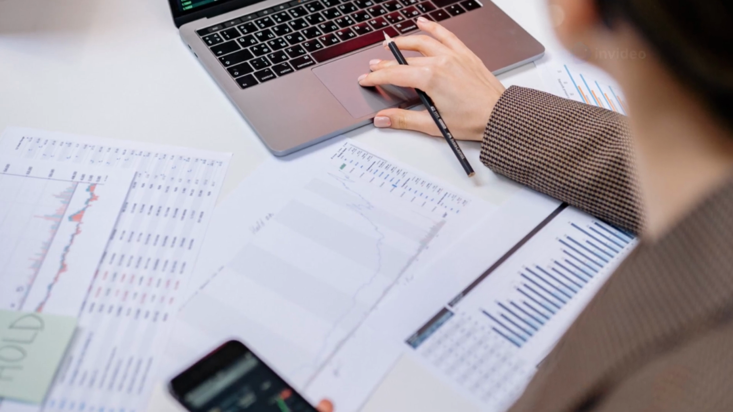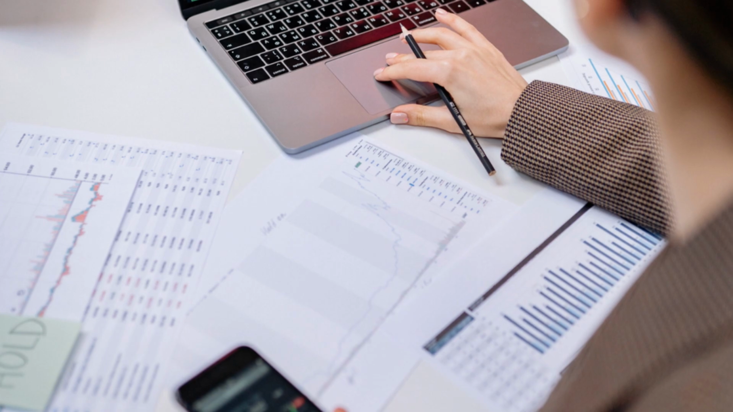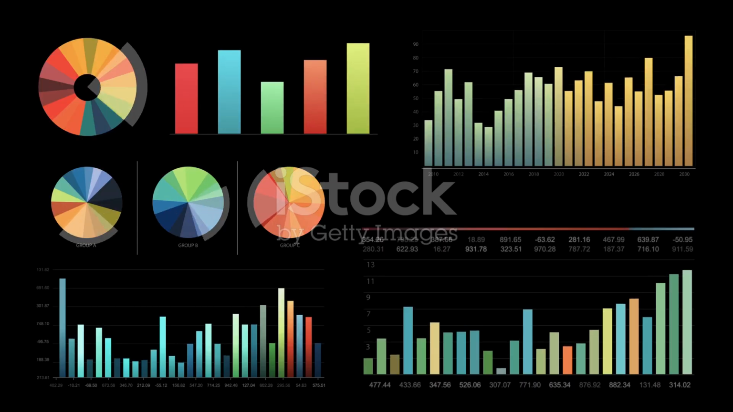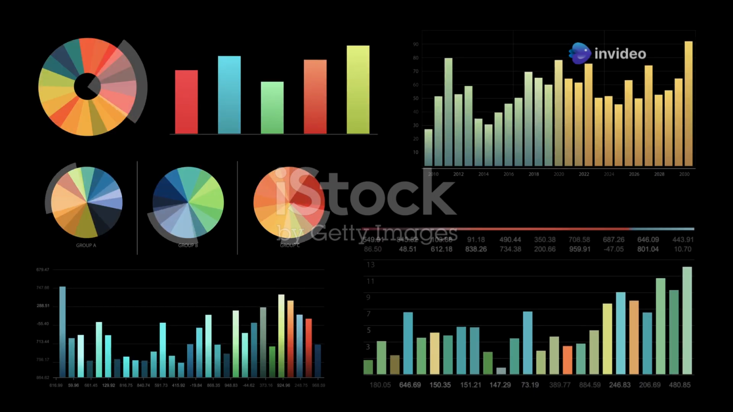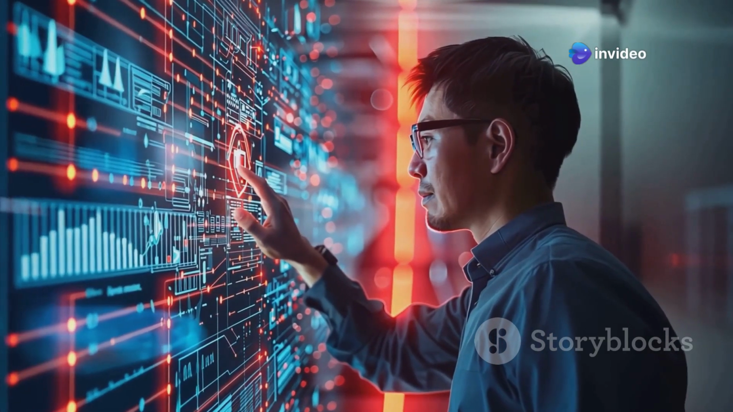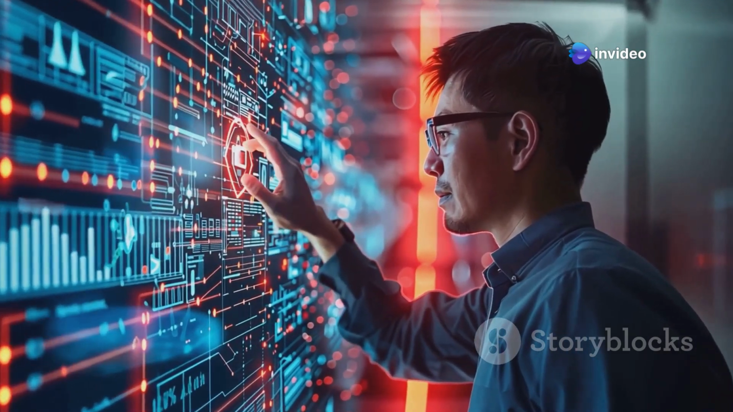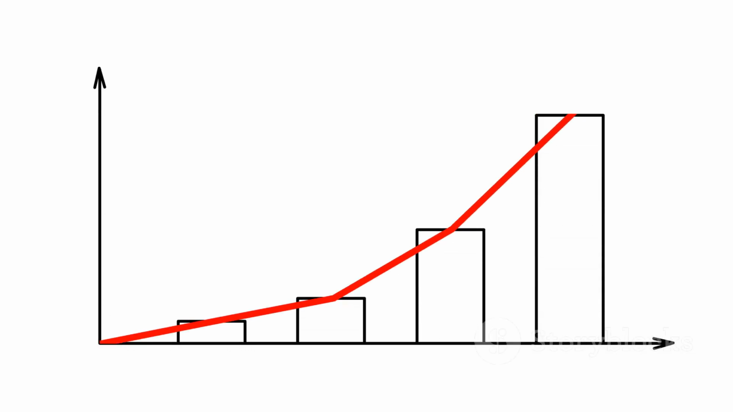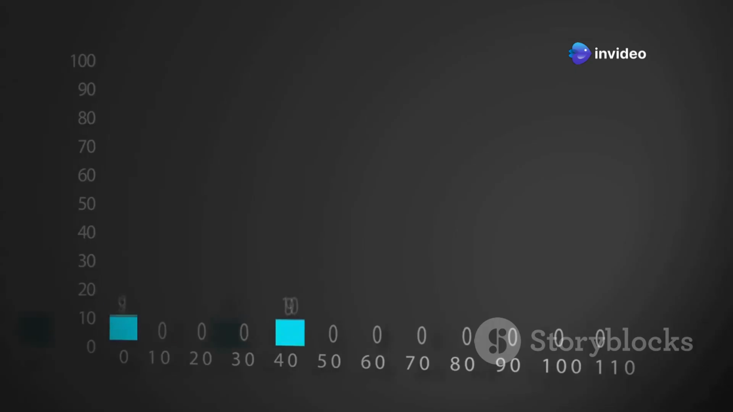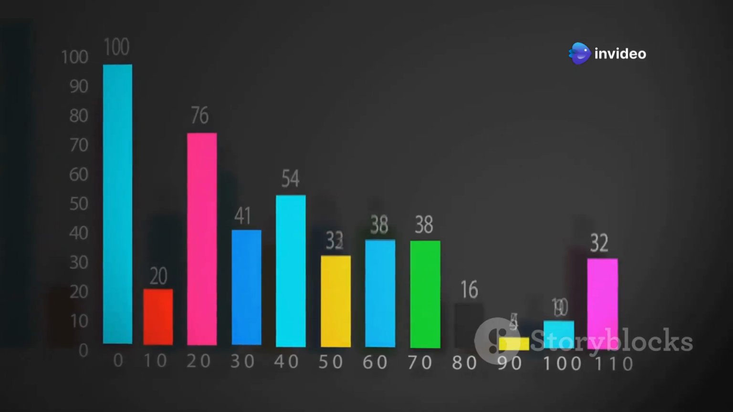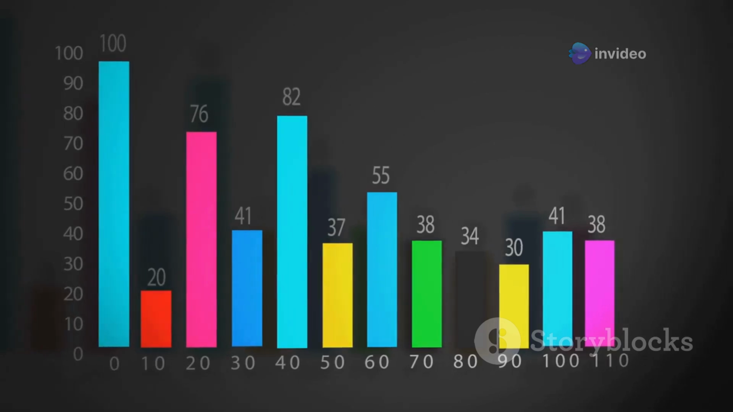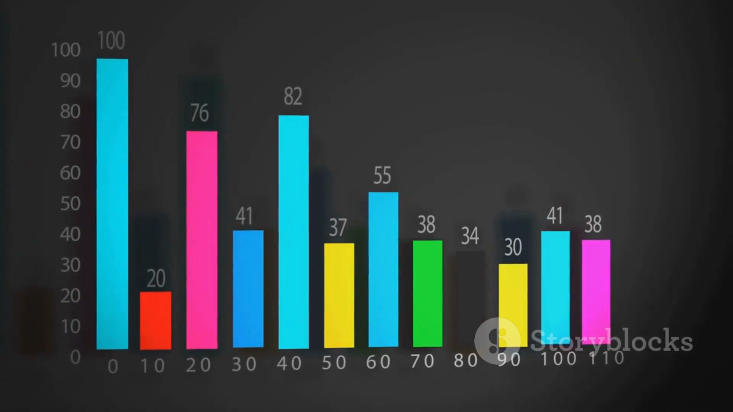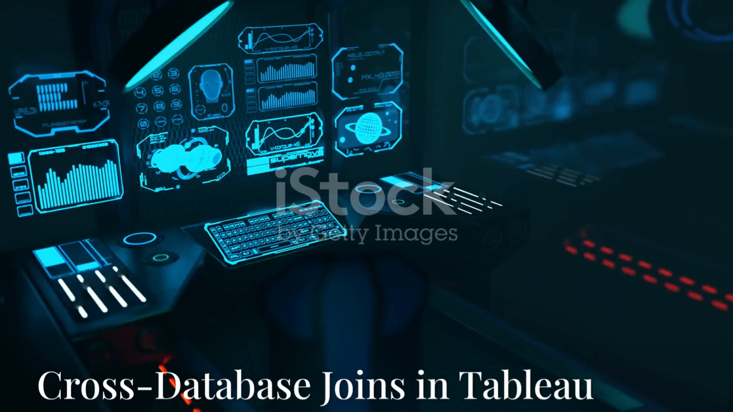Blending is another technique, often used when joining isn't possible or practical. It allows you to combine data without a direct relationship. This is useful for combining data from vastly different sources, like combining survey data with website analytics. It provides a broader perspective. Understanding the difference between joining and blending is crucial. Each method has its own advantages and use cases. Joins combine data at the row level, while blending aggregates data before combining. Knowing when to use each method can enhance your data analysis.